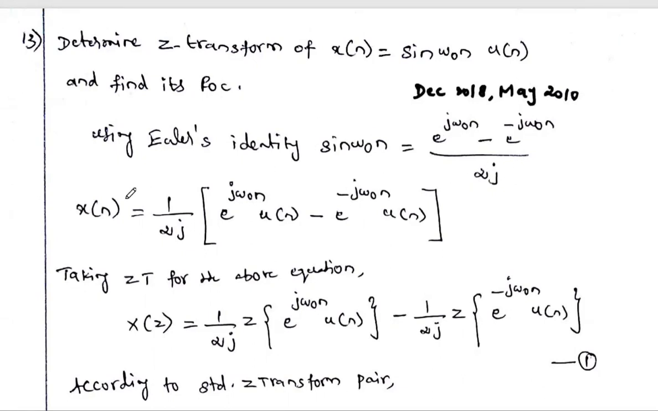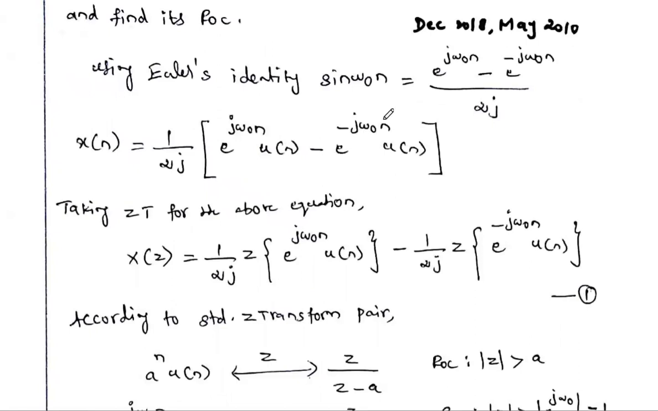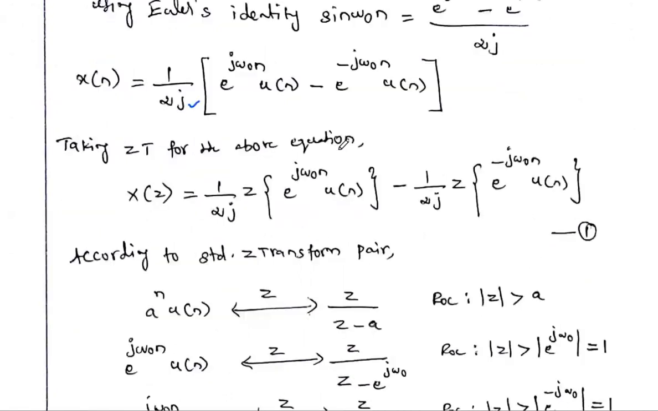So x of n can be written as 1 by 2j into e power j omega naught n u of n minus e power minus j omega naught n u of n. Okay, same method as that of the cos omega naught problem. What is the difference? In the previous one, 1 by 2 is there. Here one additional j is there. And in the previous problem, a plus will be there, here a minus will be there. That is the difference.